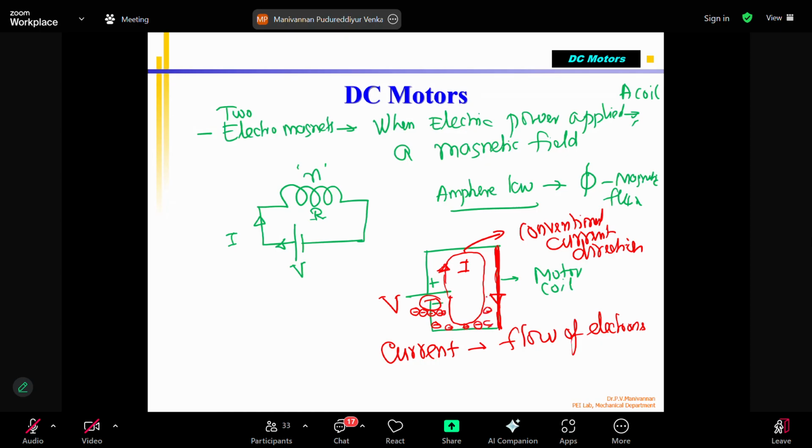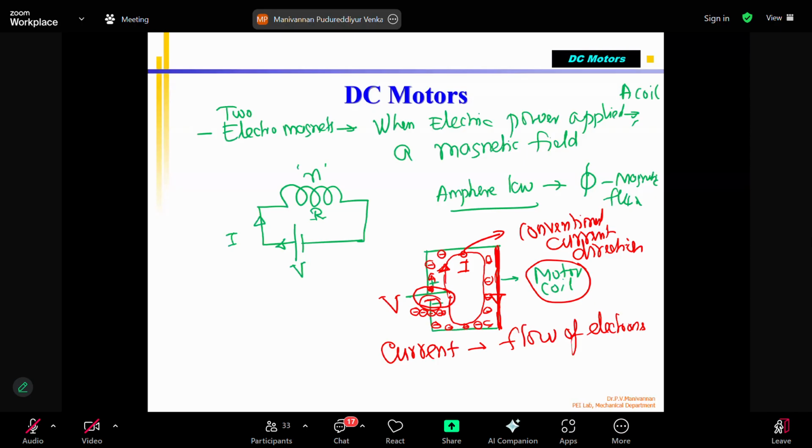Correct? Through the conductor. This is the motor coil. I am referring to a single coil or single wire motor, in which the electrons flow like this and come back to the positive terminal, and once they enter the positive terminal, they become neutral. Again, the battery creates electrons. This is my battery. Inside that you have electrolyte. The electrolyte will be split into positive and negative ions. The negative electrons accumulate at the negative terminal.